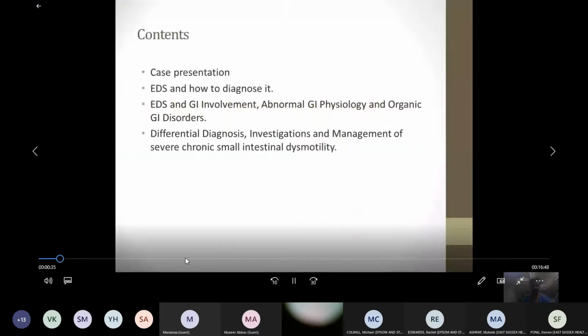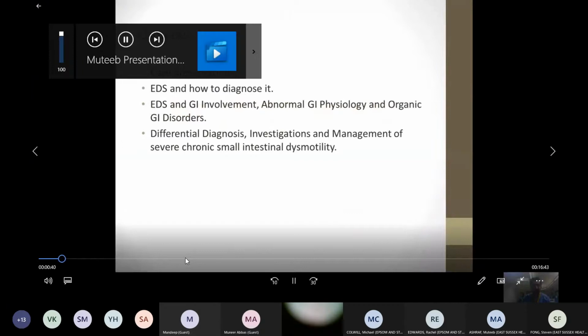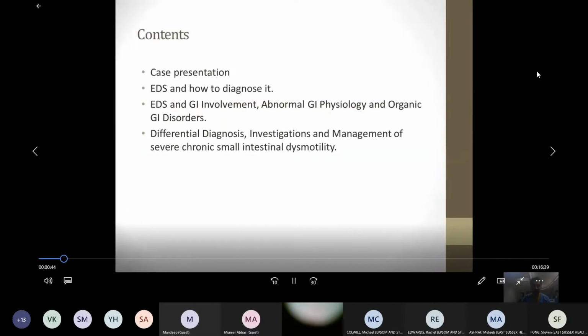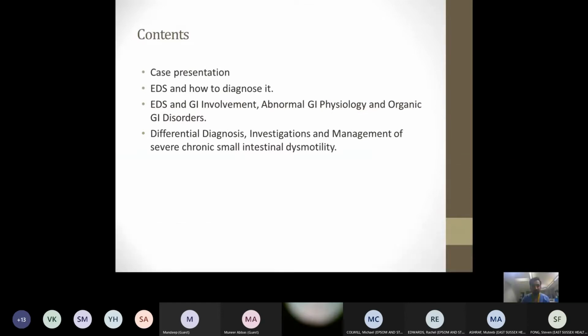In this presentation, I will start with the case presentation. Then I will talk a bit about Ehlers-Danlos syndrome and how to diagnose it. Then I will talk about Ehlers-Danlos syndrome and GI involvement, abnormal GI physiology and organic GI disorders in Ehlers-Danlos syndrome. Then I will talk about differential diagnosis, investigation, and management of severe chronic small intestinal dysmotility as per the guidelines.